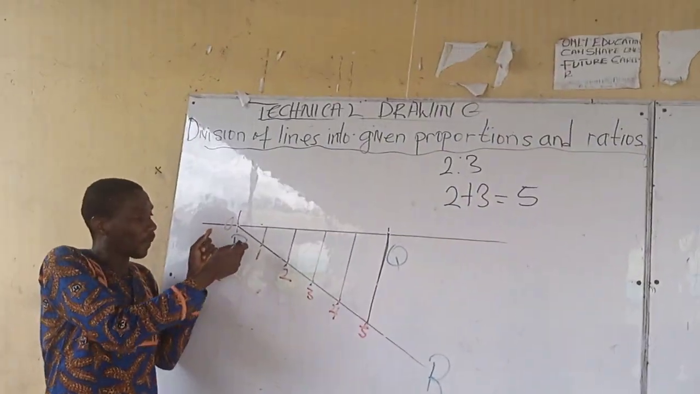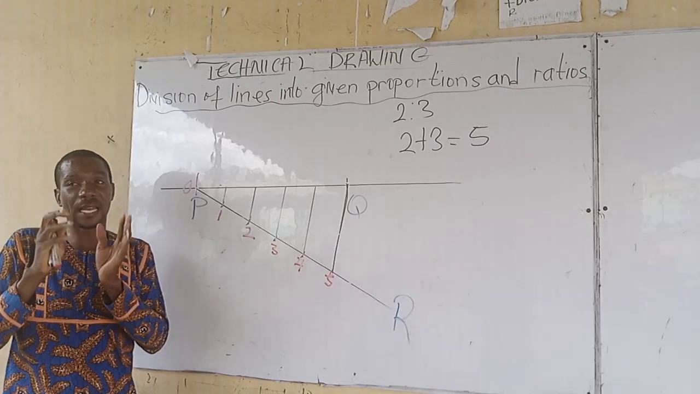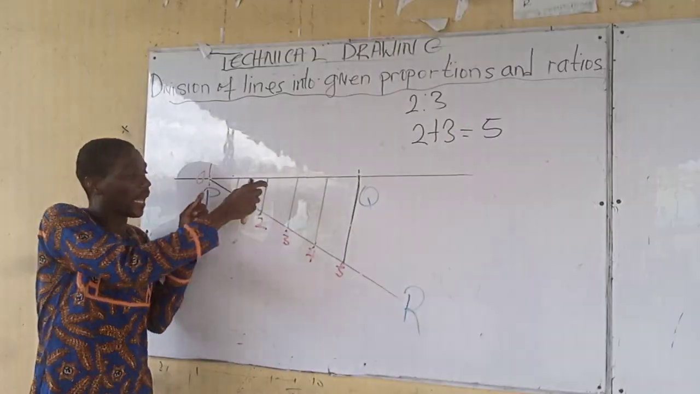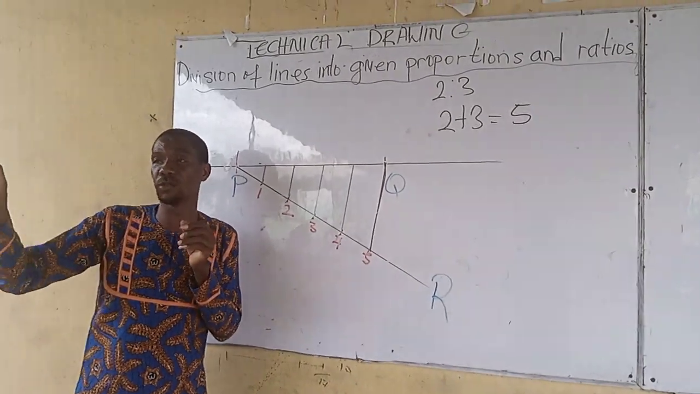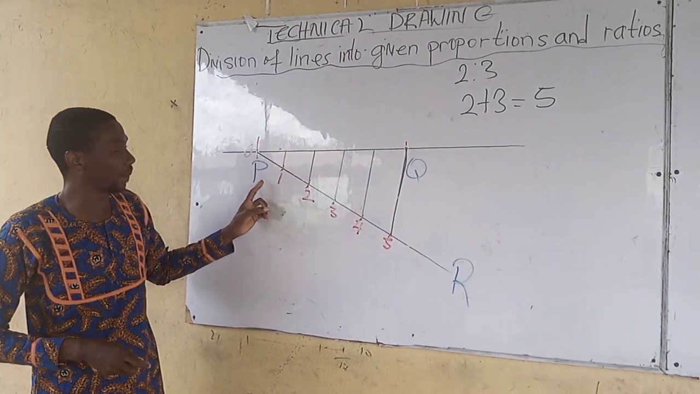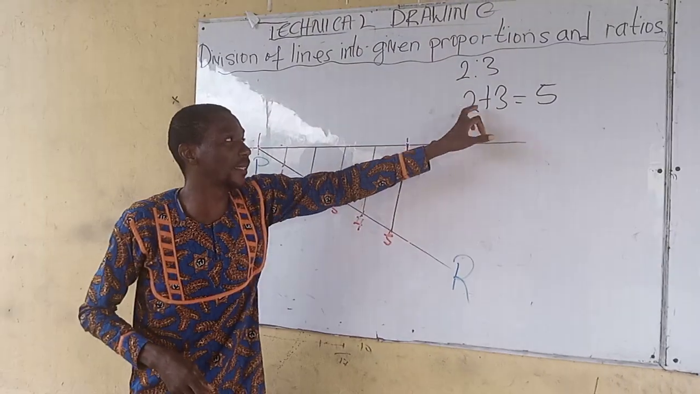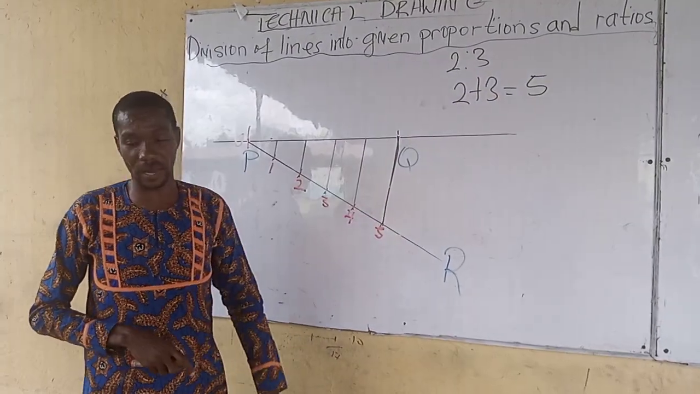Each interval should be 10 mm, or 1 cm. If it is not, it means you didn't do it well. Go back and do the right thing. The question says 2:3. Now back to our question.